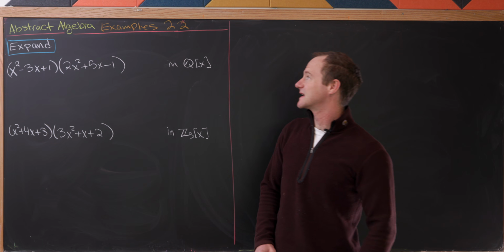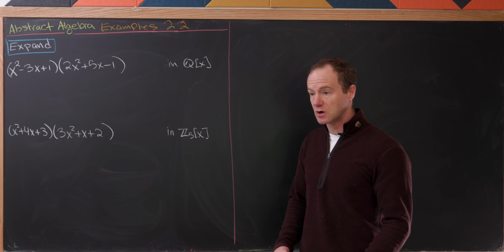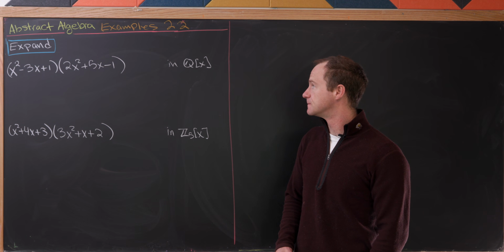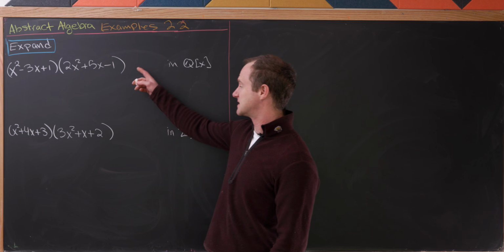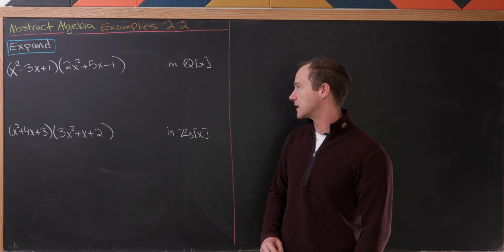This is the 20-second example video on our course on abstract algebra. And if you recall, the lecture video was about polynomial rings. And so let's start with some fairly simple examples. Let's expand the following products in the appropriate polynomial ring.